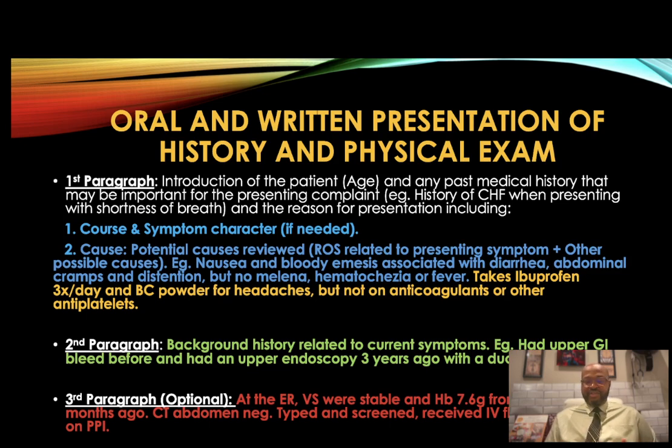Okay, so you have that opening statement, and you don't have to write 45-year-old male with history of diabetes mellitus, hypertension, gastroesophageal reflux disease, hyperlipidemia, adrenal insufficiency. You don't need to present all that. You can pick one or two that are related to the presenting complaint. As I said, history of congestive heart failure and COPD presenting with shortness of breath.